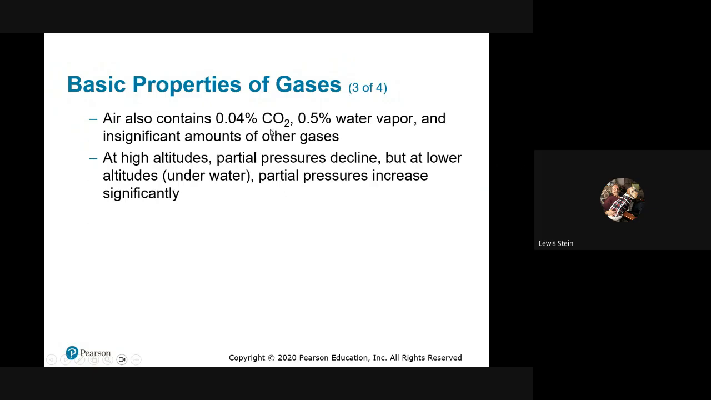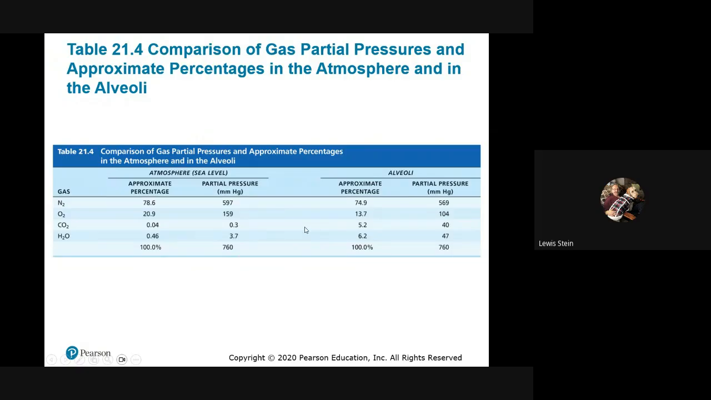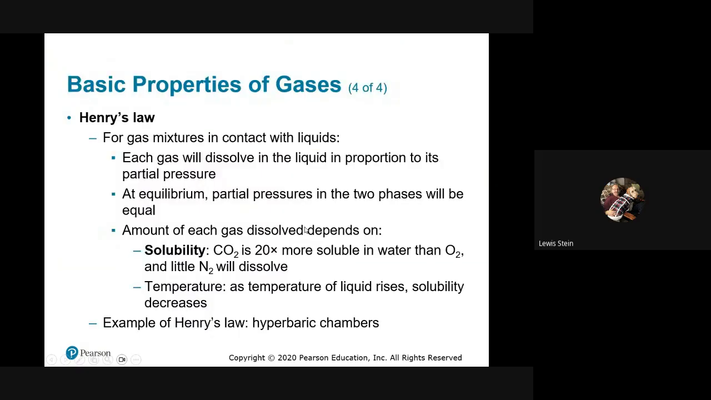And little bits of this: carbon dioxide, water vapor, other gases. It changes at high altitudes, where partial pressures decline, while at lower altitudes, underwater, partial pressures increase. They show you the numbers here, and I'm not worried about the chart. A different law applies to gas mixtures in contact with liquids, like plasma. Each gas will dissolve in the liquid in proportion to its partial pressure. Carbon dioxide is 20 times more soluble in water than oxygen, and little nitrogen will dissolve. As temperature rises, the solubility decreases.